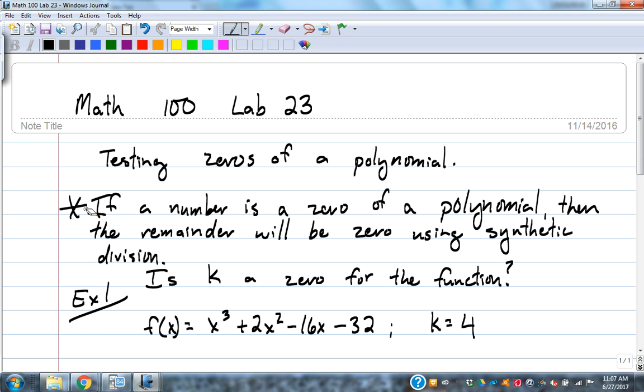The key thing to remember here is if a number is a zero of a polynomial, then the remainder will be zero when you're using synthetic division or long division. We're going to employ synthetic division at each step here. And we want to just decide, is k a zero for the function?